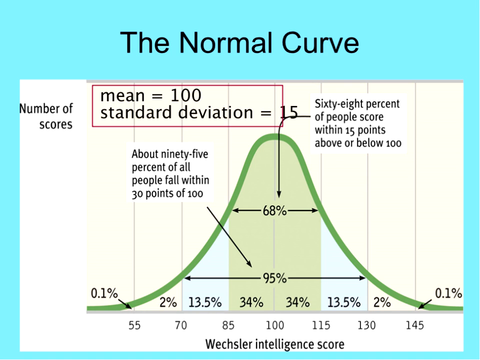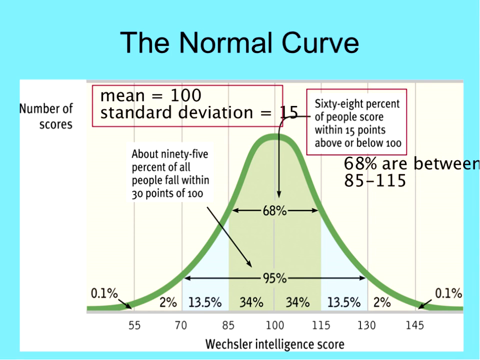Okay, about 2/3, it's about 68% of people score within 15 points above or below 100. That means 68%, if we were being specific here, right? 68% are between what 2 scores? Tell them in the chat box. 1 standard deviation below the mean, 85. 1 standard deviation above the mean, 115.